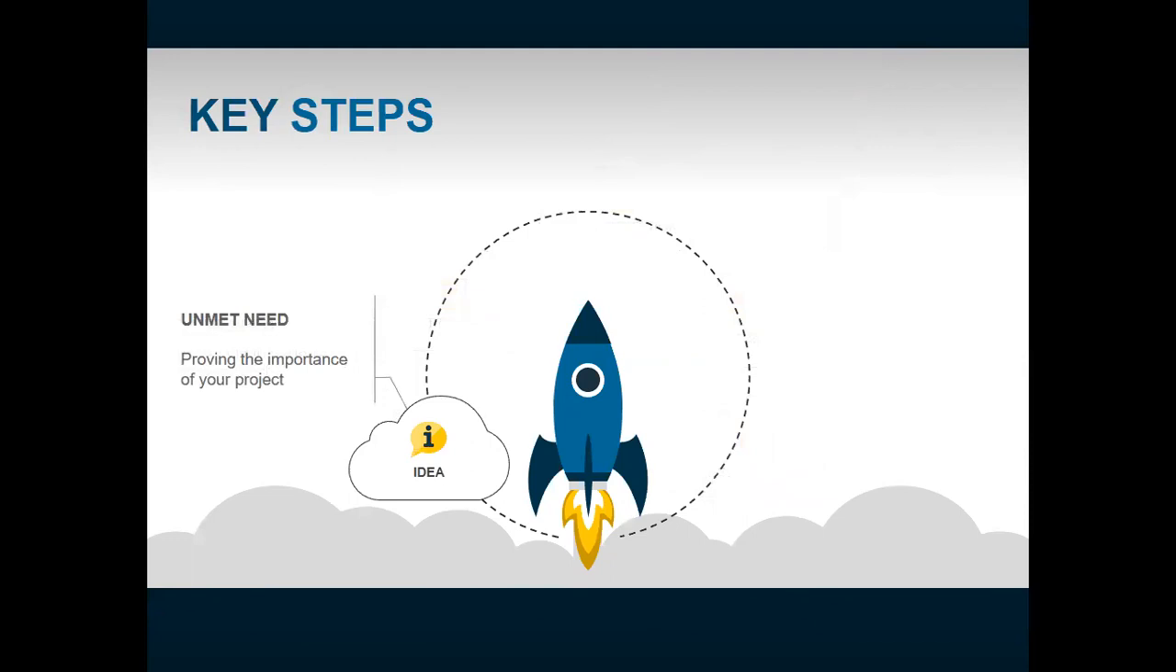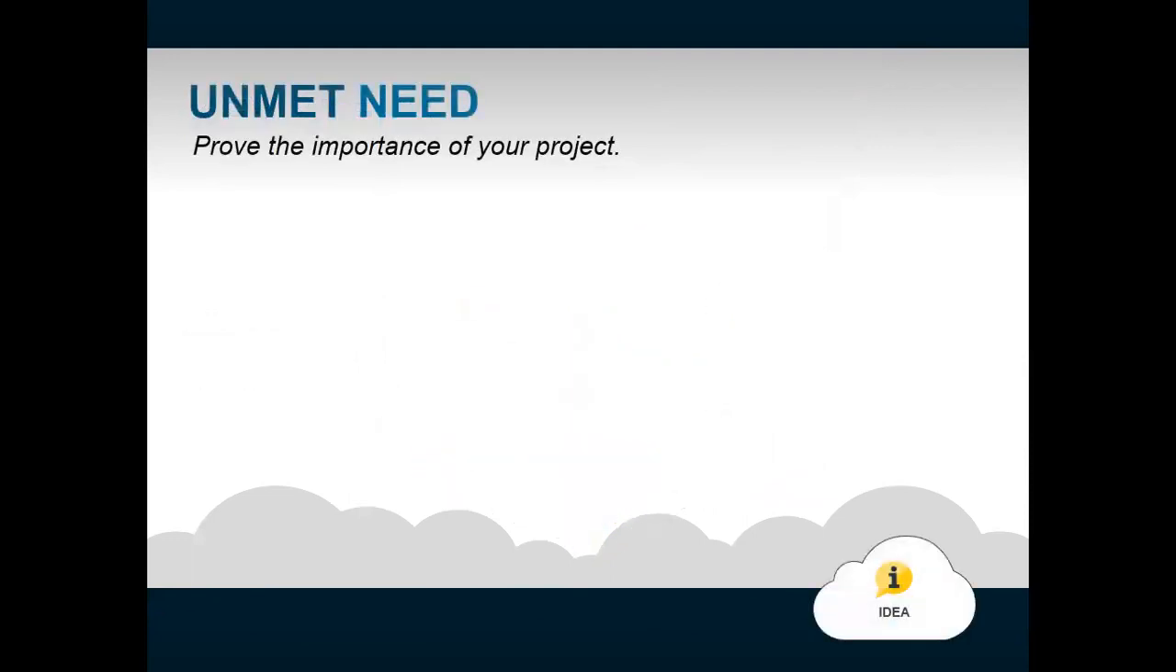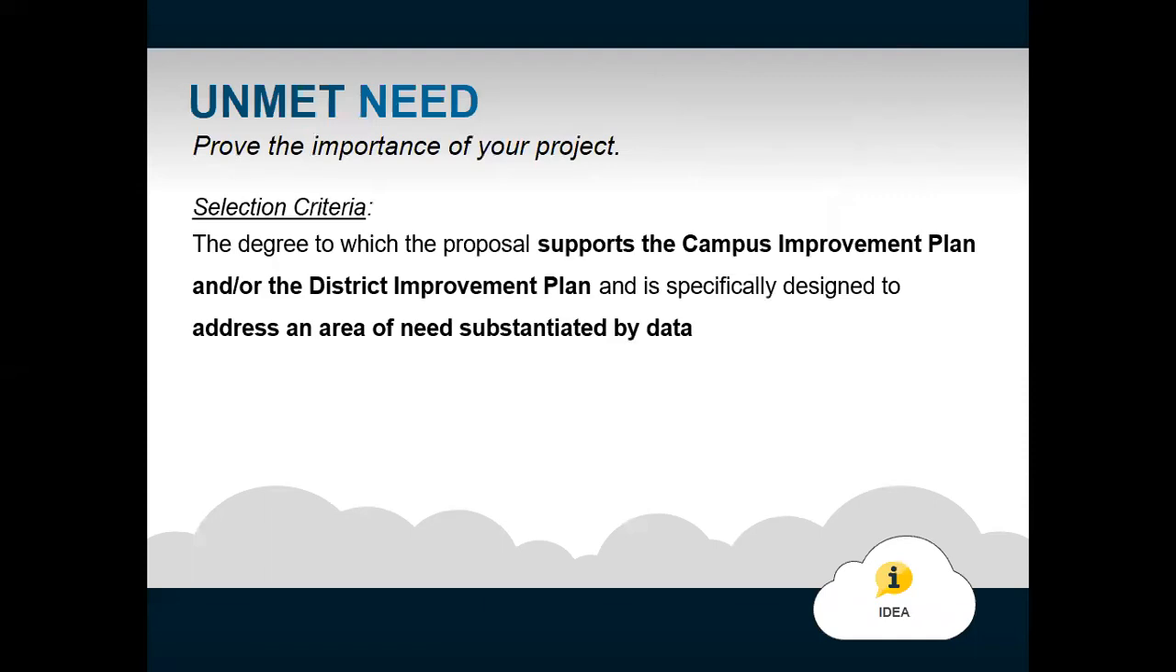So as we look at the unmet need, this is your case statement, if you will. This is where you're really going to be proving the importance of your project. And if you look at your guidelines, the selection criteria basically states that this is the area, the degree to which your proposal is going to support your campus improvement plan or your district improvement plan, and that it will be addressing a specific area of need.